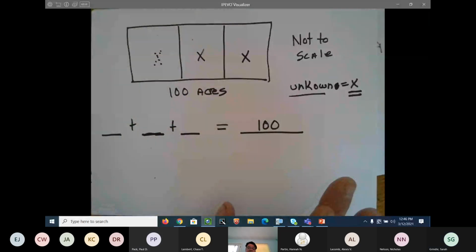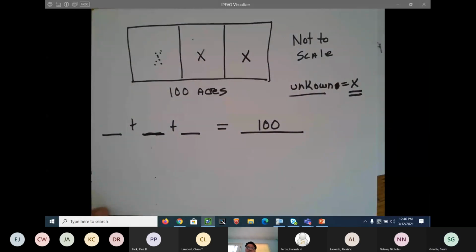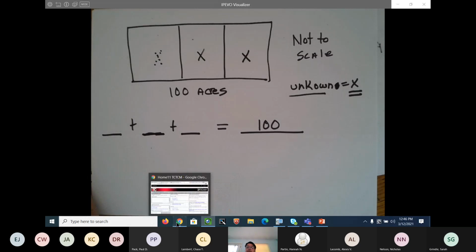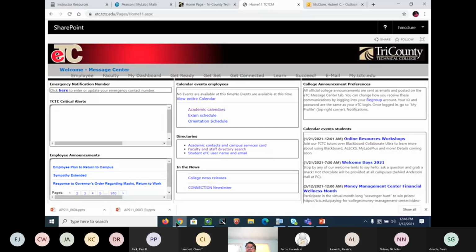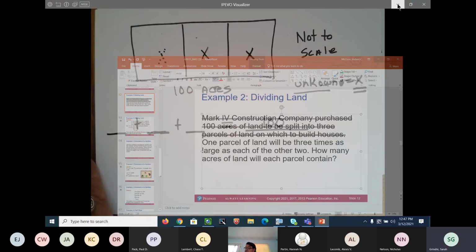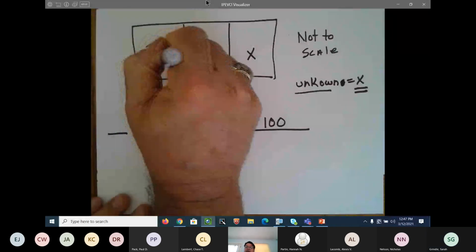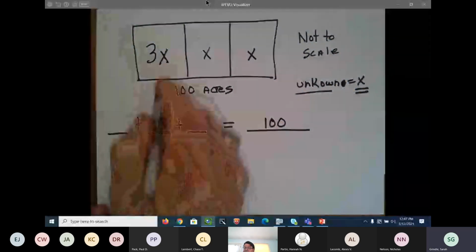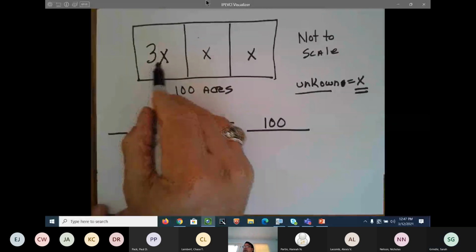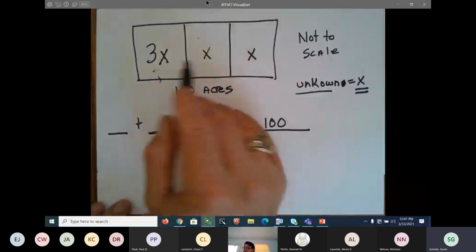The question says that one of the partials, let me find it, one partial will be 3 times as large as the other 2. So we're going to call one of these not X, but what? 3X. Yeah. One partial is 3 times as large as the others. Now, you said a while ago that you believed if all 3 were equal, they would be called X, right? Then what would 3 times one of those be? 3X.